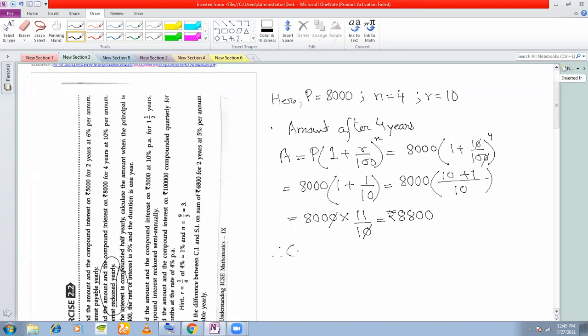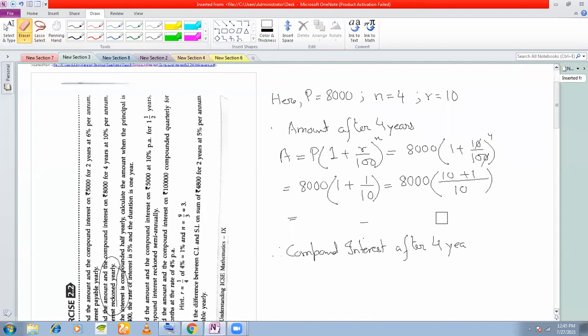So therefore, what is the compound interest? Excuse me, sir. Tell me. What will we do with this 4 which we wrote above? There's a power, no? Fine. Yes, sir. After 4 years, yes, I forgot that. Anyway, so this is to the power of 4.